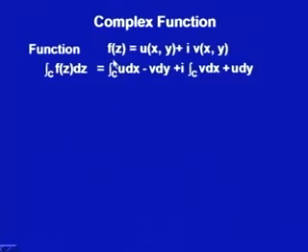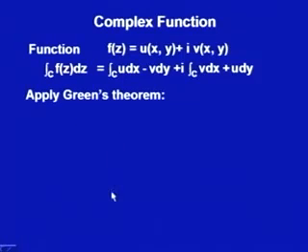Why? We are assuming that the function f is analytic. f is analytic, that means f is continuous. If f is continuous, then certainly u and v would also be continuous, and if its derivative is continuous, that is, f is analytic, then the partial derivatives of u and v with respect to x and y would also be continuous. So now we would apply Green's theorem in this result.